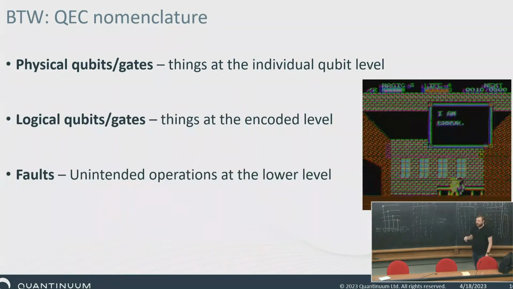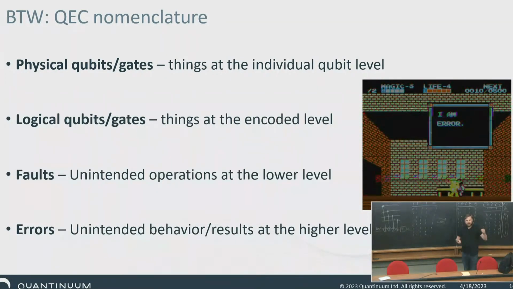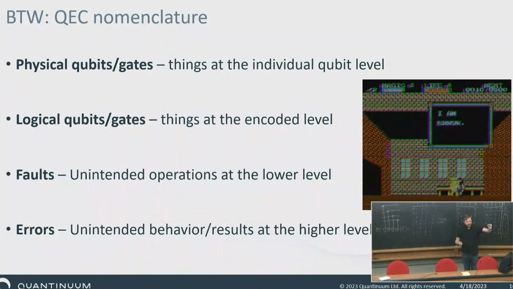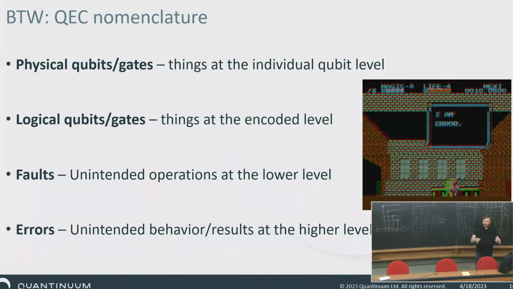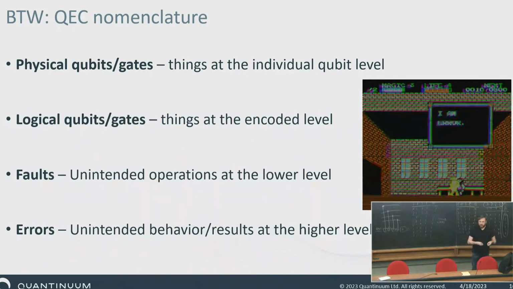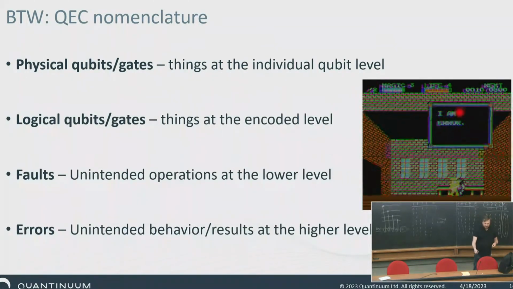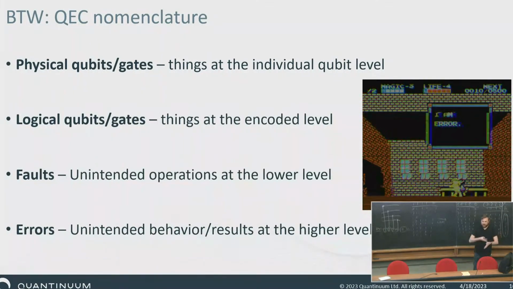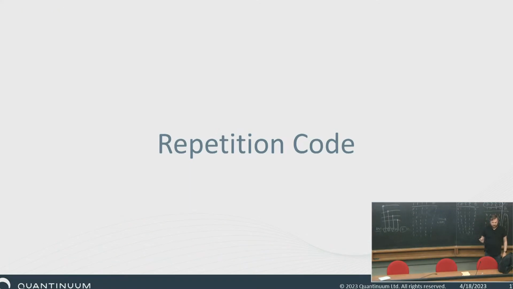Also, technically, faults are about the lower abstraction level, the lower system, while errors are about what the user sees, so on the logical level. Often, even in the quantum error correction community, those words are used interchangeably. But technically, a fault can cause an error, but it doesn't necessarily need to. It could be a benign fault. So for example, over here, if your game's freaking out, the user's seeing some bad behavior on the higher level, the logical level of the system.